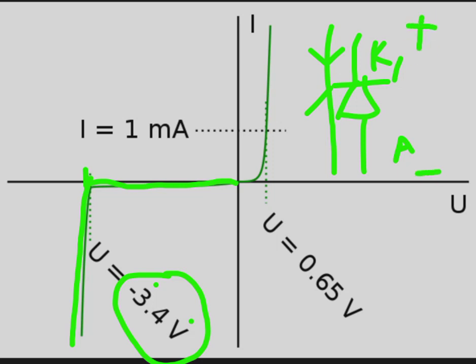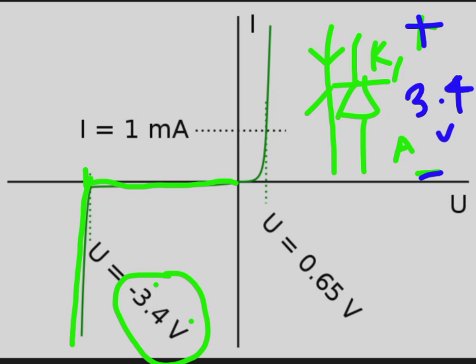So this is your positive, this is your negative. Let me use a different color for better explanation. So this is your positive, this is your negative, and you have 3.4 volt across the Zener terminals. When that happens, it maintains that voltage across its terminals irrespective of the variations in the input current that is coming to it.